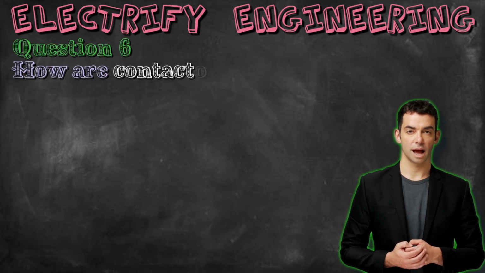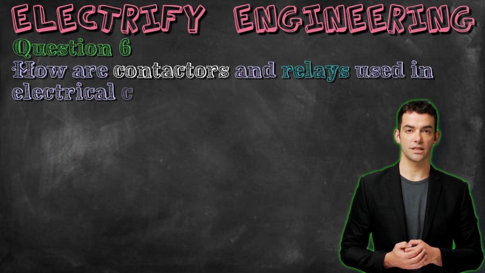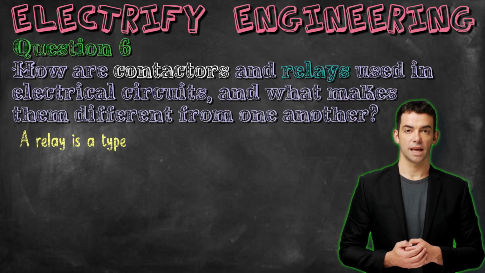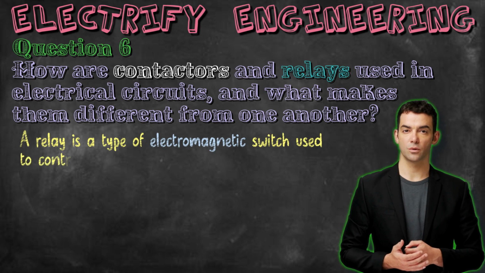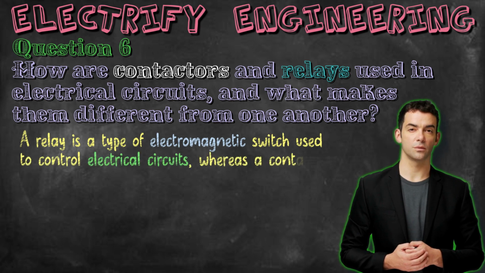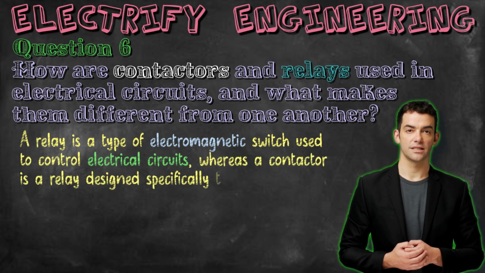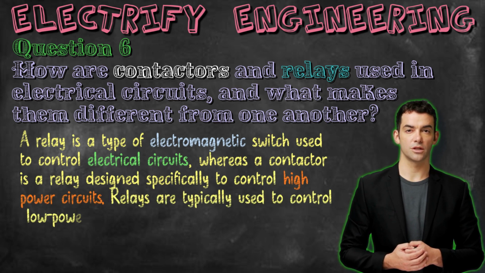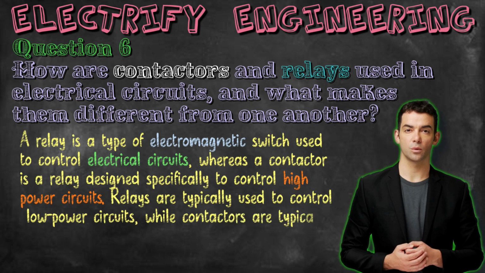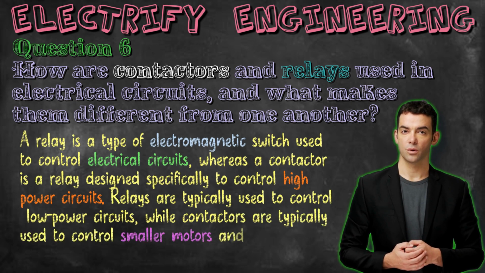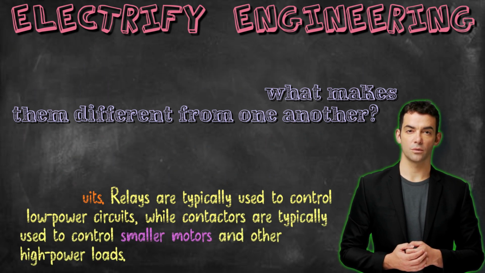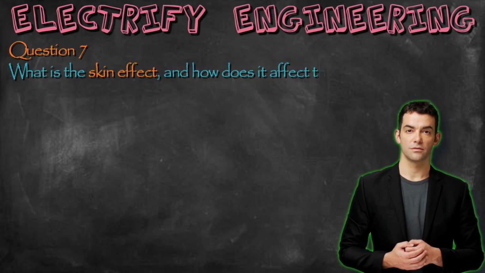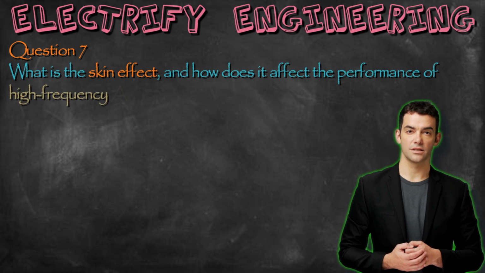Question 6. How are contactors and relays used in electrical circuits, and what makes them different from one another? A relay is a type of electromagnetic switch used to control electrical circuits, whereas a contactor is a relay designed specifically to control high-power circuits. Relays are typically used to control low-power circuits, while contactors are typically used to control smaller motors and other high-power loads.